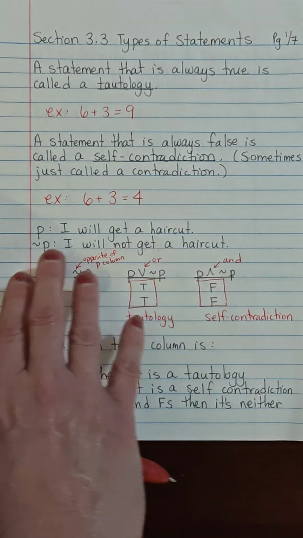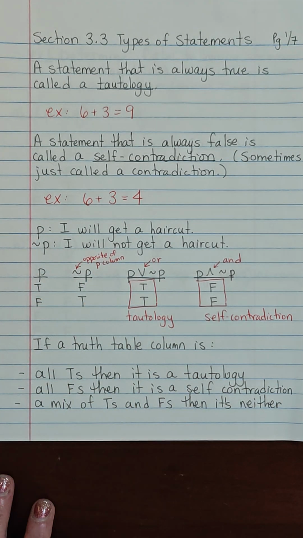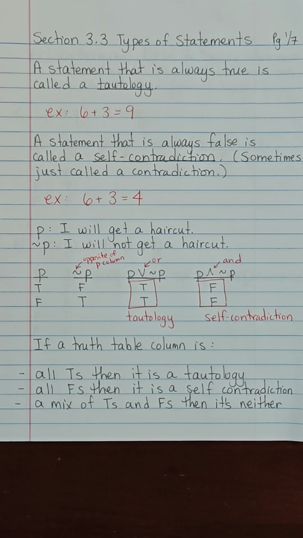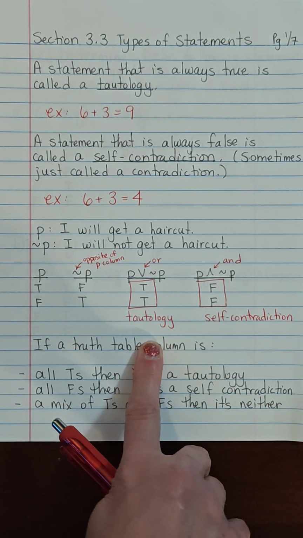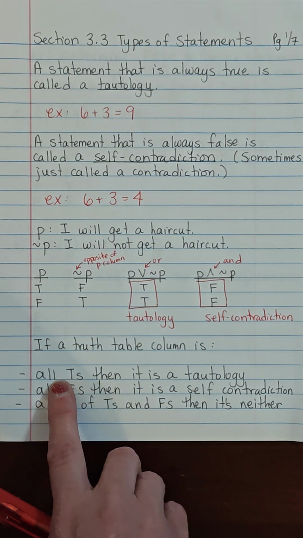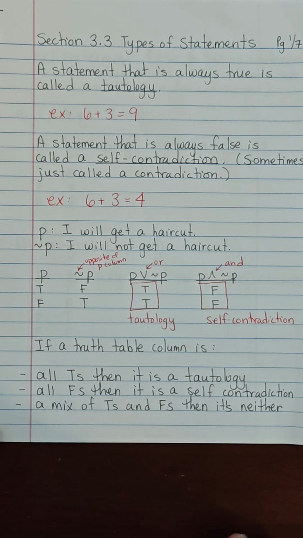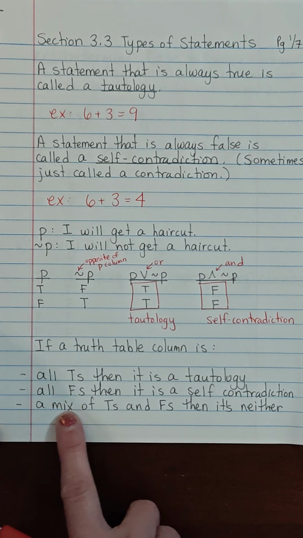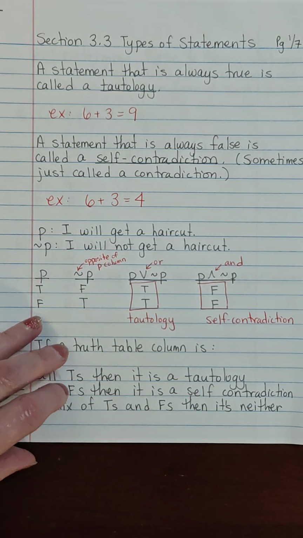So our truth tables are going to be bigger than this. We know that we're going to have P and Q, so we're going to have 4 rows to them. So we're going to have a little bit longer columns here, but the same premise holds: if it's all true, then that statement at the top is a tautology. If the column is all false, then it's a self-contradiction. If it's a mixture of trues and falses, then it's just considered neither a tautology nor a self-contradiction.